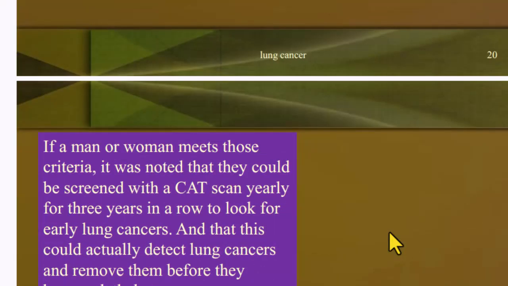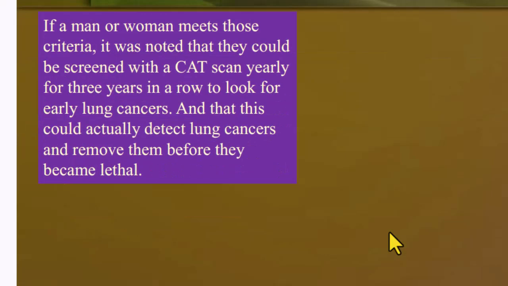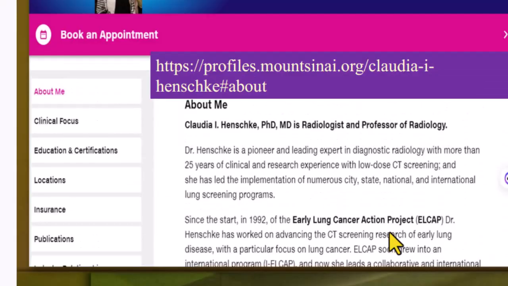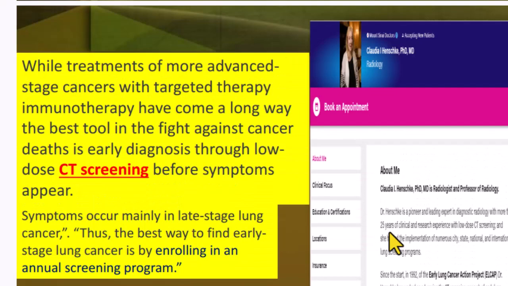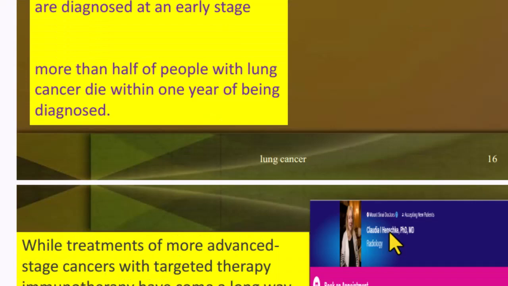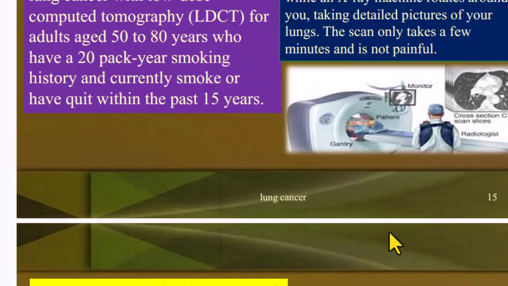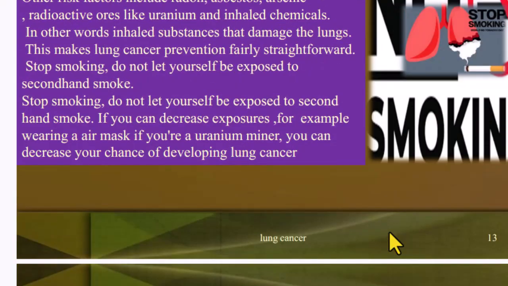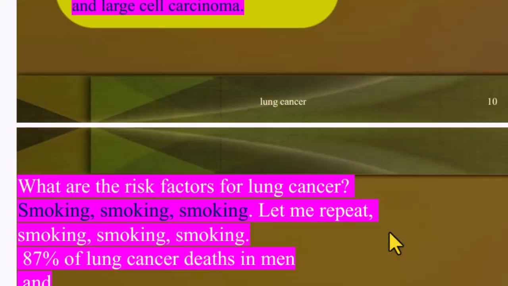If a man or woman met those criteria, they were screened with a CT scan yearly for 3 years in a row to look for early lung cancer, and that could actually detect lung cancer and remove it before it becomes lethal. Annually checking the smoker is the best practice for early detection of lung cancer and early treatment.